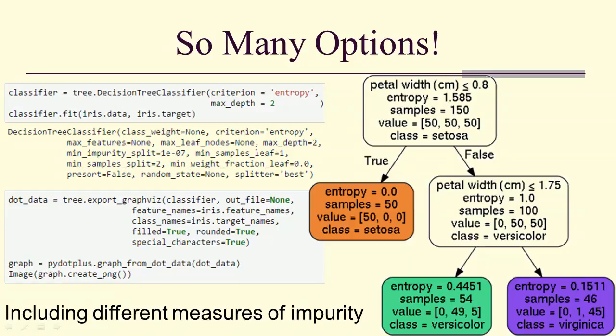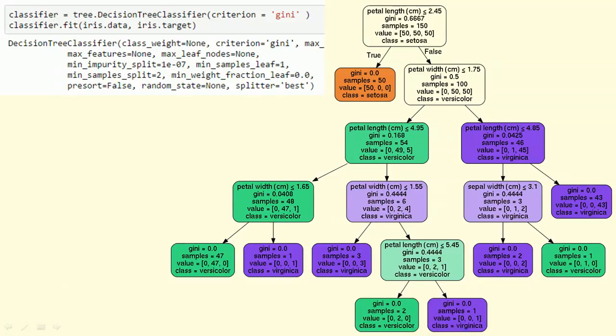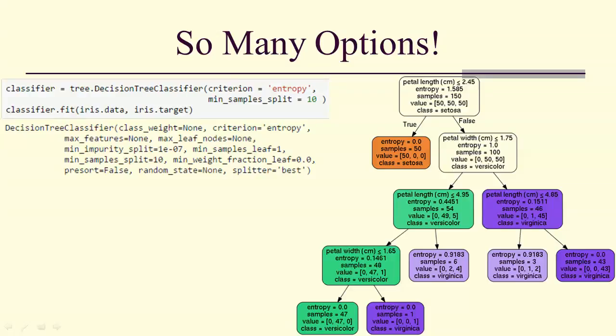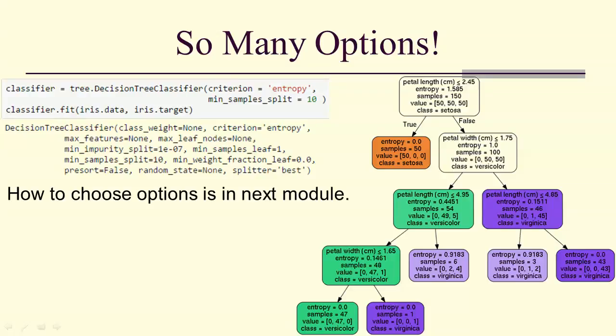We can also use different measures of impurity. Here is the decision tree you get with the Gini impurity. It's a fairly simple idea. This product measures impurity, and we want to minimize total impurity. Here's another example. We have a min sample split of 10. So notice that anytime you get below 10 for the number of samples, you're forced to stop. Okay. Of course, we stopped here because that was very pure.